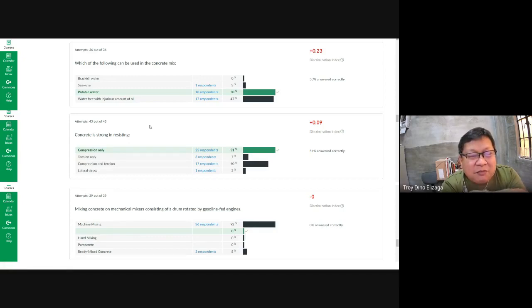Now the last question here: mixing concrete in mechanical mixers consisting of a drum rotated by gasoline-fed engines. The answer is machine mixing, and a lot of you, 36 respondents, actually answered this. But the correct answer here from Canvas is blank. I don't know what happened, but I checked the question and tried to change it, but it does not automatically change the result. It seems that the results are already fixed.